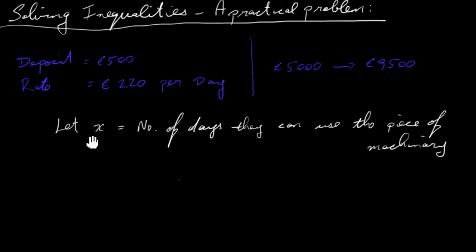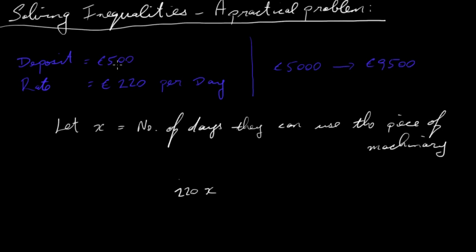So what we do is we let x equal the number of days they can use the piece of machinery. And the first thing we're going to do is write down an inequality that summarizes this problem. We know that the piece of machinery is going to cost 220 euros for each day that they have it. In other words, 220 euros times the number of days. This is the total amount of money that they will need to spend to hire the piece of machinery.